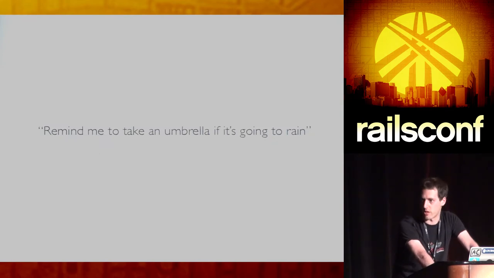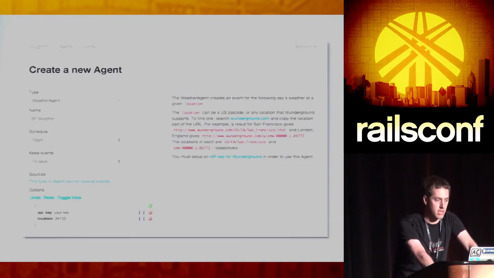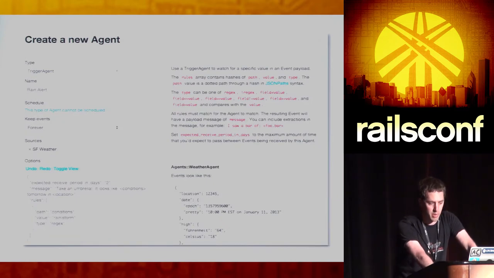So one task I might want to automate in my own life would be, hey, remind me to take an umbrella if it's going to rain tomorrow. So I'd make a new weather agent. I'd give it an API key and a location. I'd then make a trigger agent, and I'd give it the path in the output JSON of the previous agent. In this case, it would be the conditions path, which can take any JSON expression. I'd give it a regex of rain or storm.